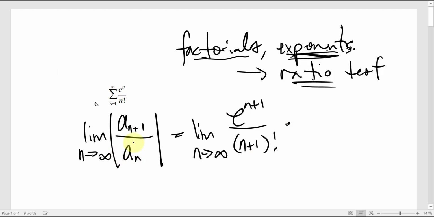And because I'm going to divide by exactly this fraction, if you're dividing by a fraction, you just flip and multiply. So we'll do n factorial over e to the n, because I just flipped the denominator and am multiplying by the reciprocal.